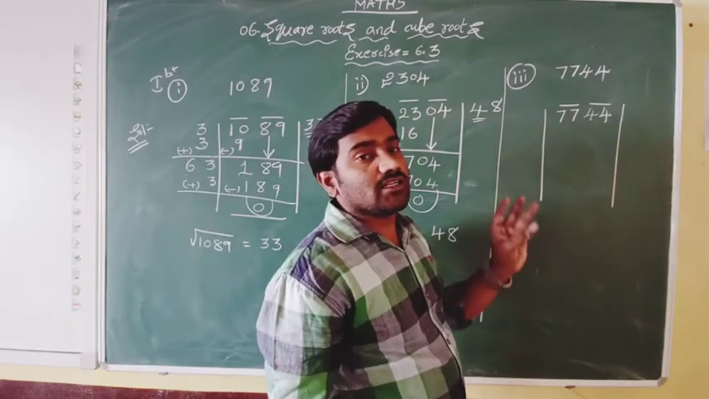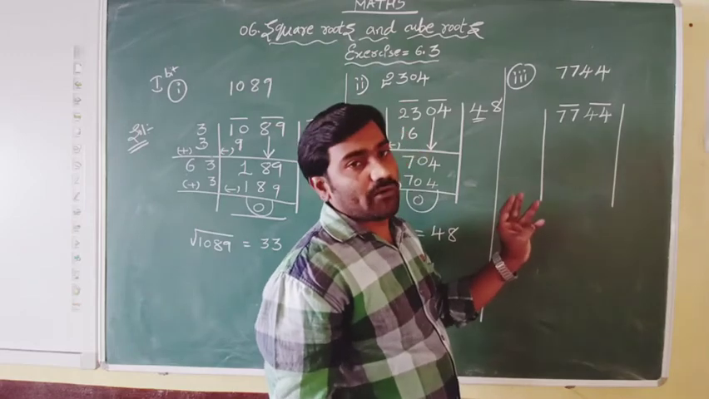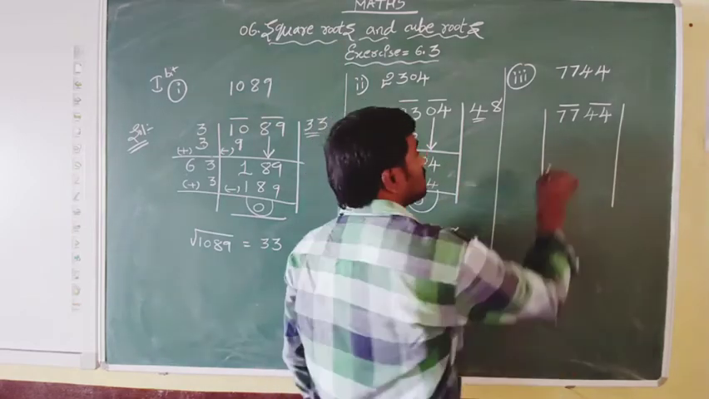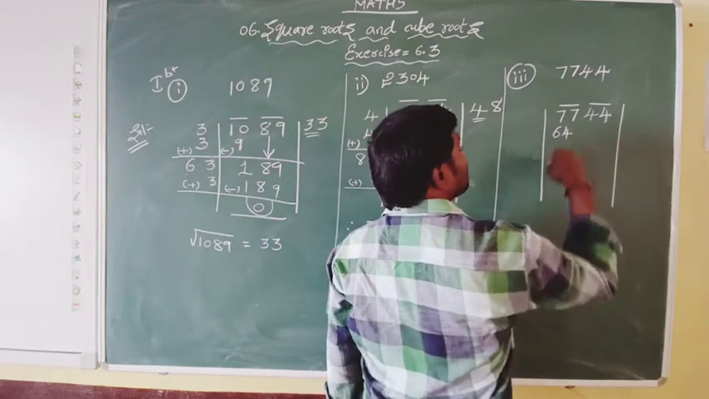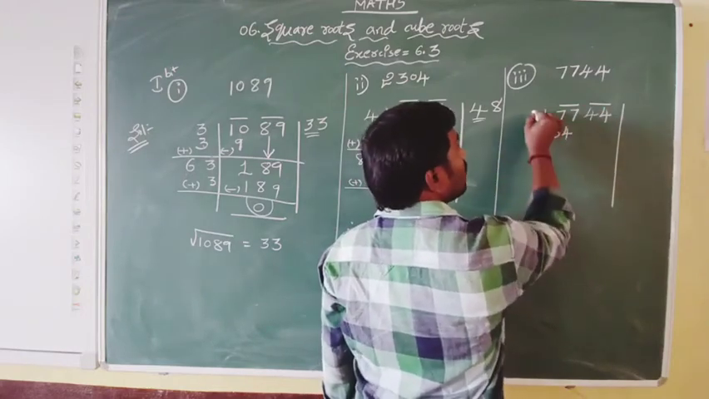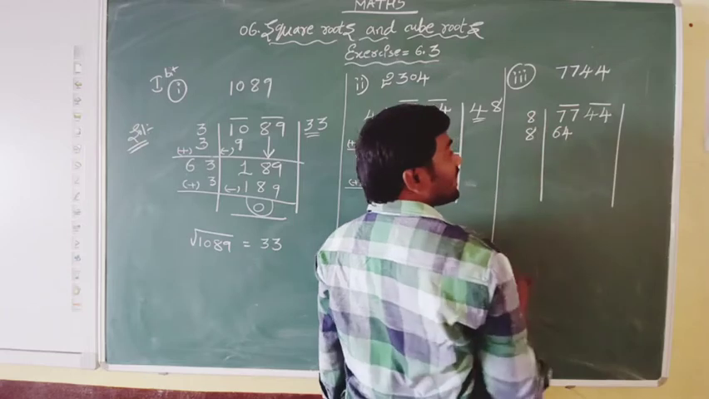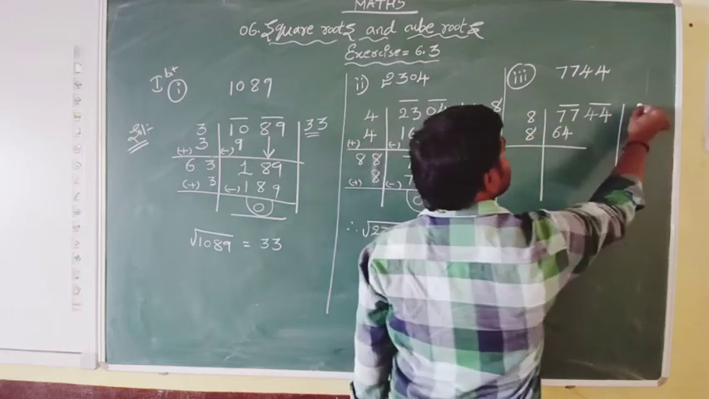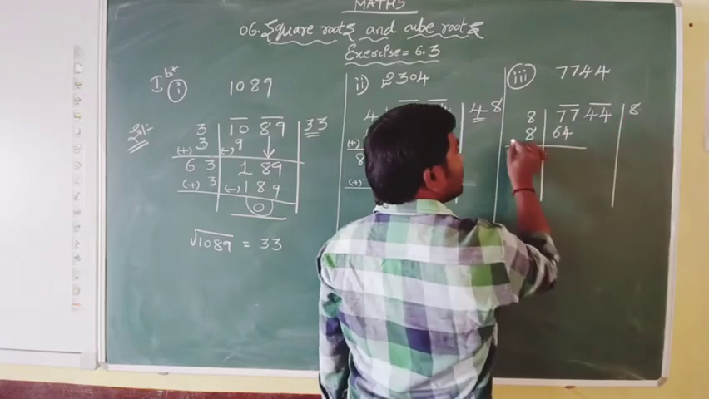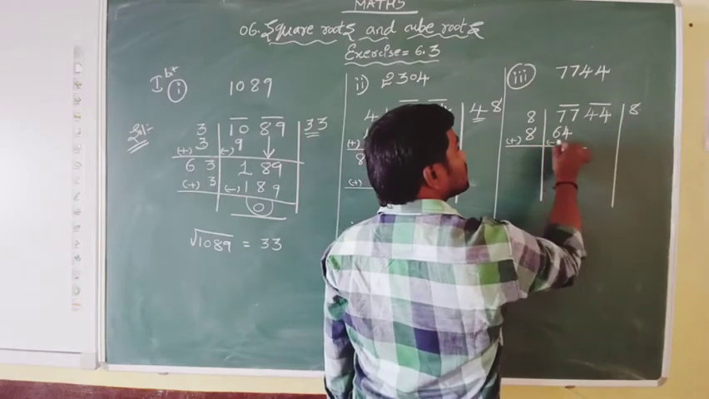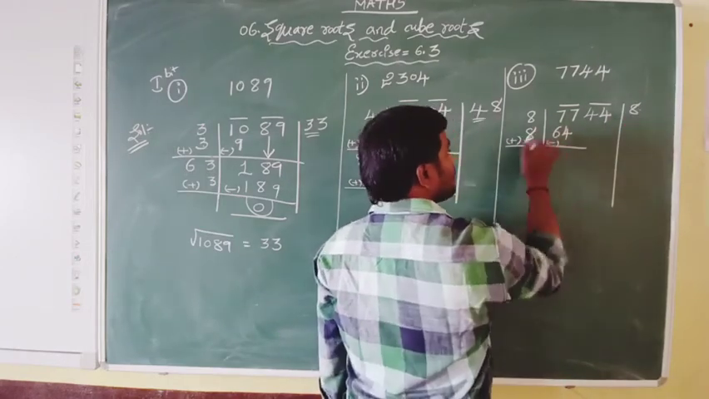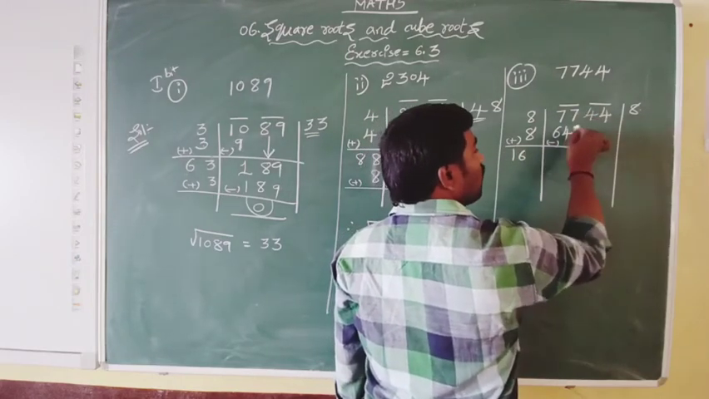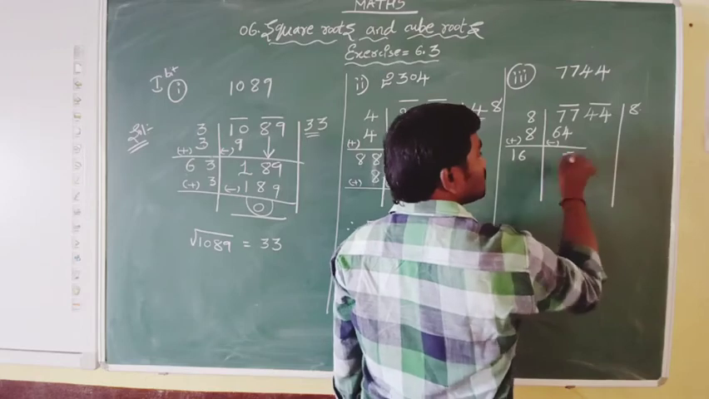See that 8 square is 64. Yes, 9 square is 81. Smaller than this, the perfect square is 64, that we get by multiplying 8 8s are 64. Yes. Now the same 8 I will write here. Then I will add it here and subtract here. Remember 8 plus 8 is 16, and 7 minus 6 is 1.